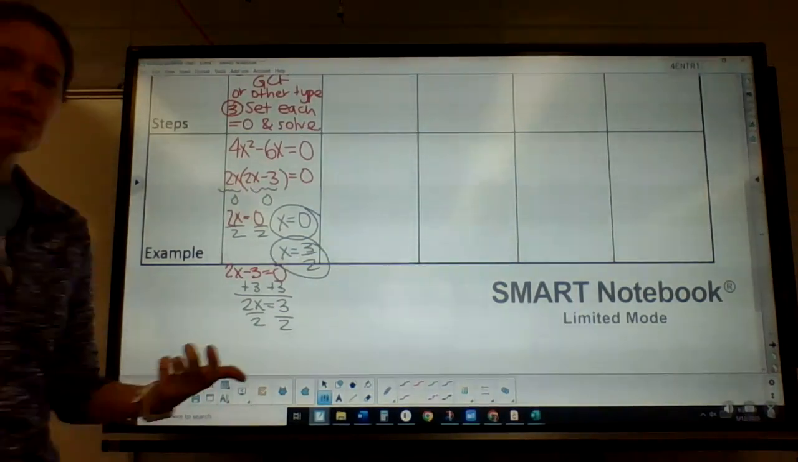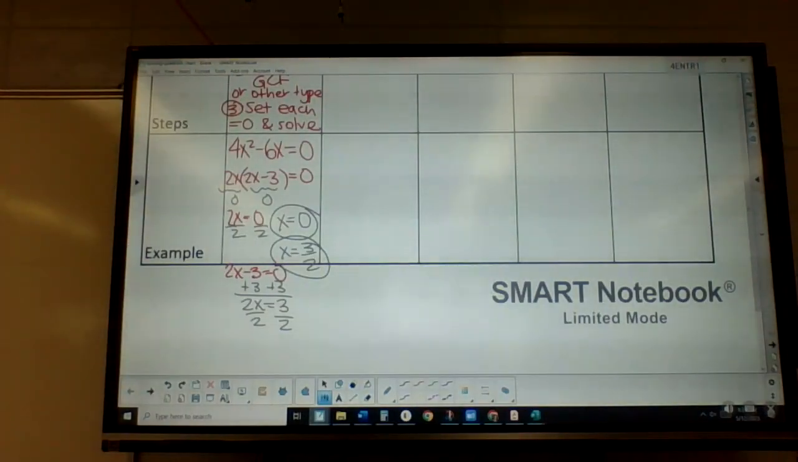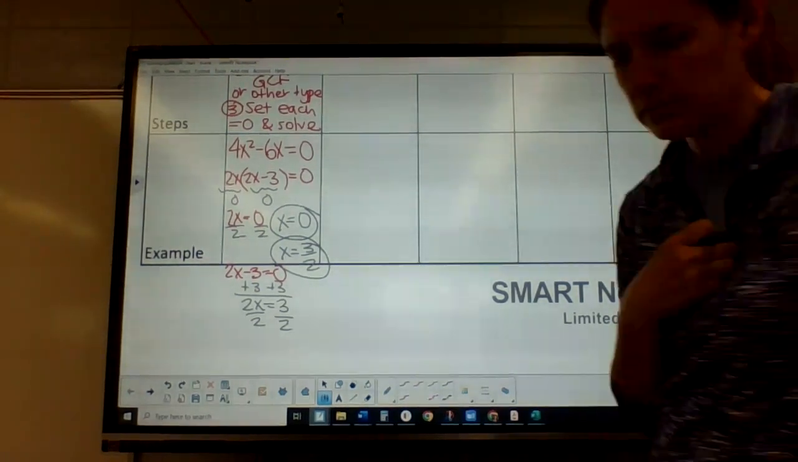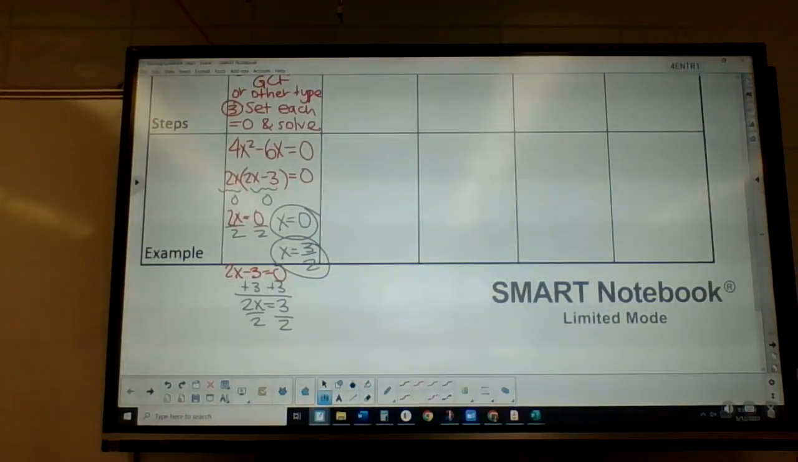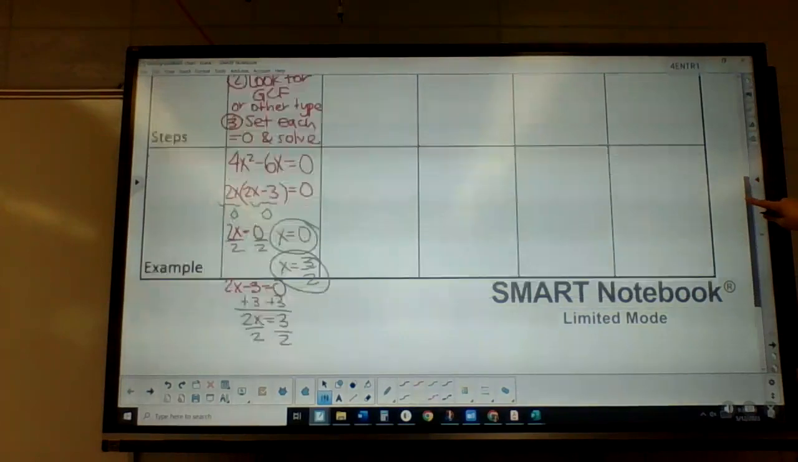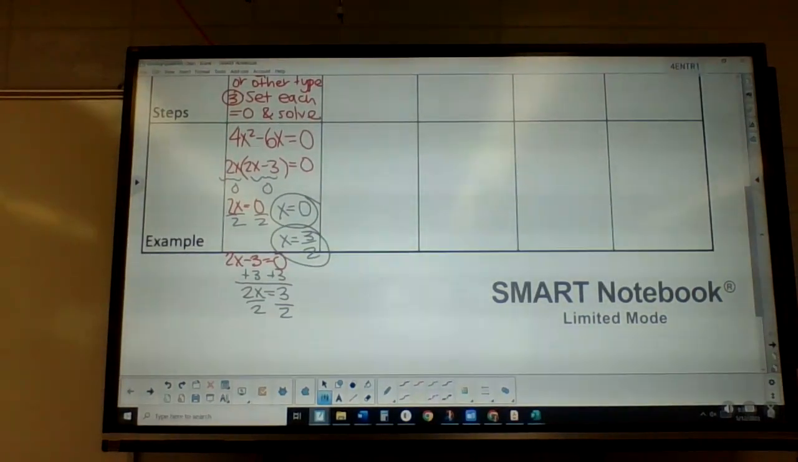So this was the first type of solving equations that we learned. The factoring chart would be really useful in problems like this. All right, the next one we did was graphing. That's where we graphed our parabola, and then we looked to see where the parabola crosses the axis.